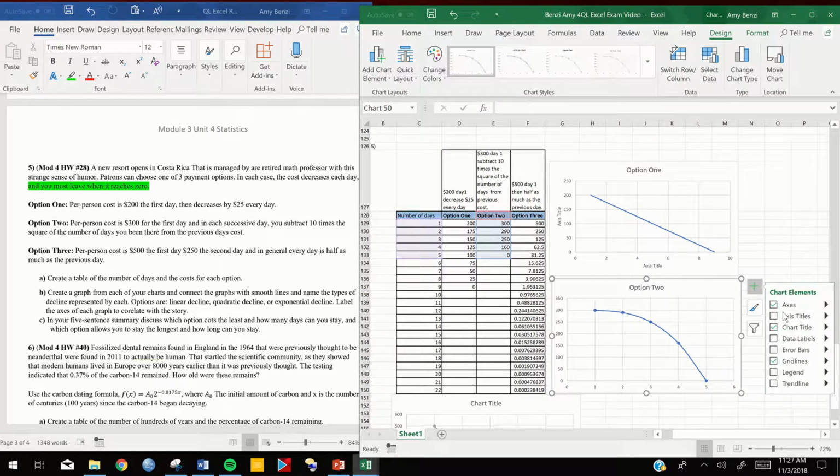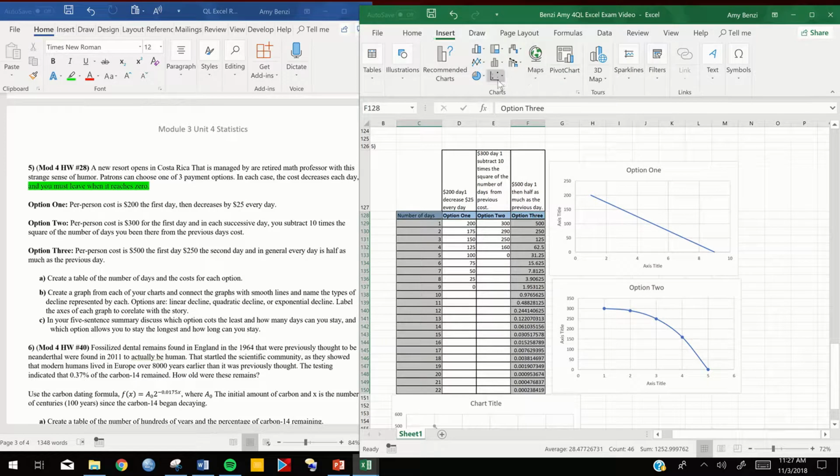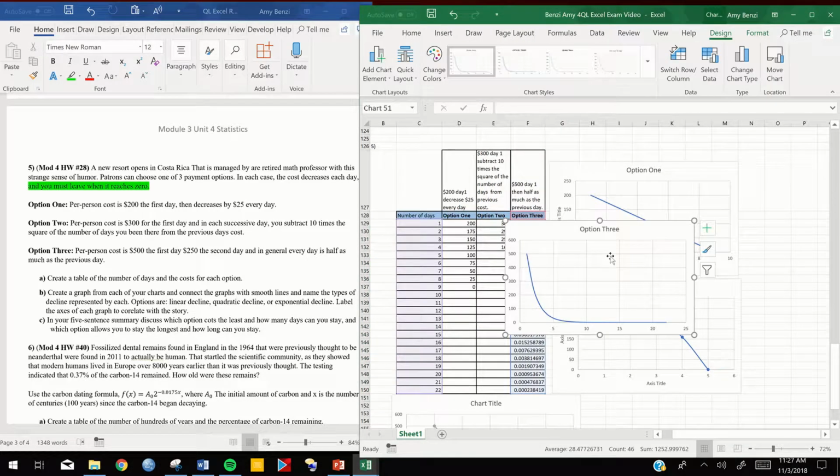Make sure you label all of your charts, okay? Option 3, again, I'm going to select this data, hold down my control on my keyboard, and select the other set of data, and insert a graph with smooth lines. And yours doesn't have to go all the way out that far.